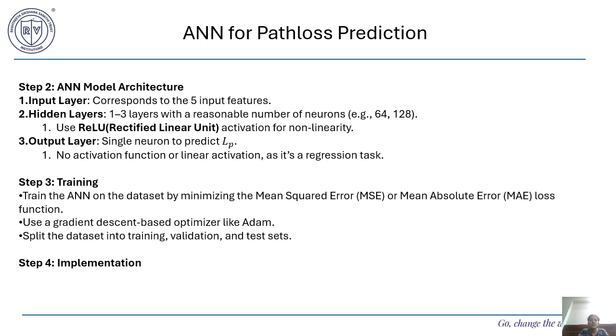Step 3 is training. Training the ANN model on the dataset by minimizing the mean squared error or the mean absolute error loss function. We'll talk about this in more detail further on. Using a gradient descent based optimizer like Adam. So the model is developed by minimizing the mean squared error and the average error.